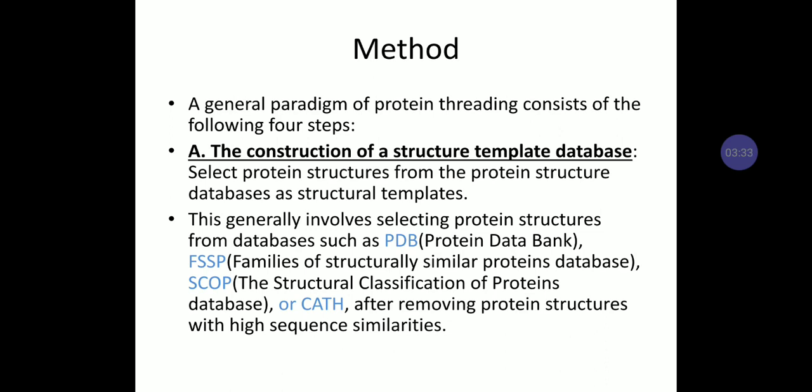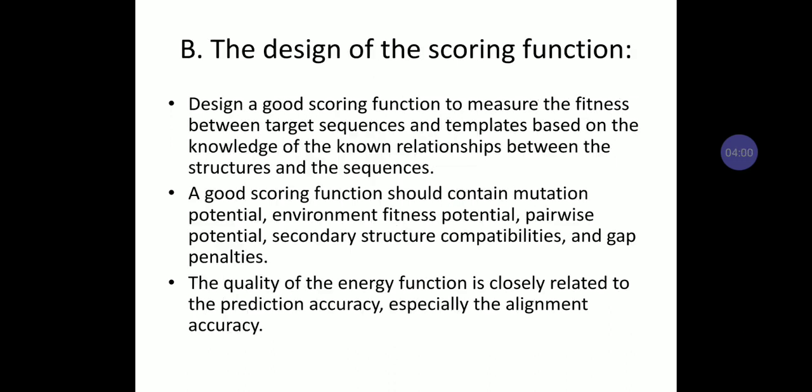Now you can see the general methods of the protein fold technique. They include mainly 4 steps. The first step is the construction of a structural template database. Select a protein structure from the protein structure database as a structural template. Here we use data from many databanks such as PDB, FSSP, SCOP, and CATH for finding out the template structure for the target protein.